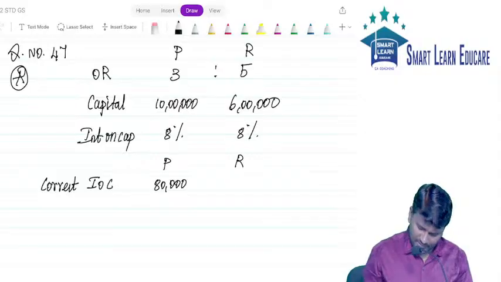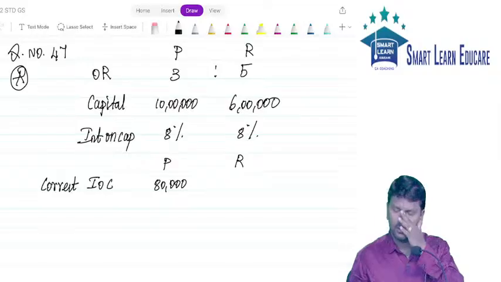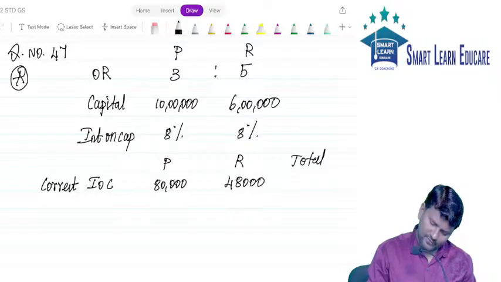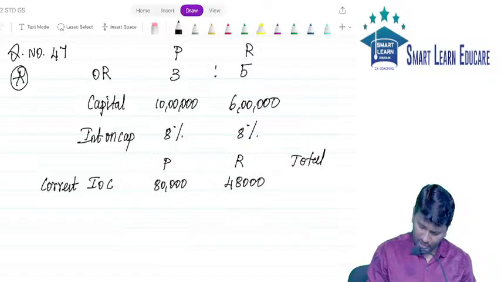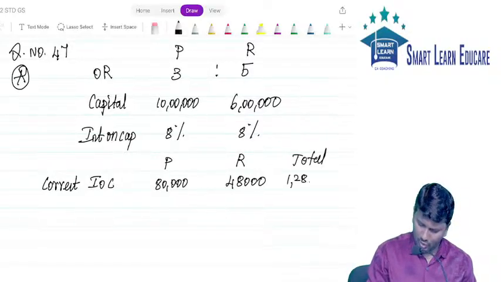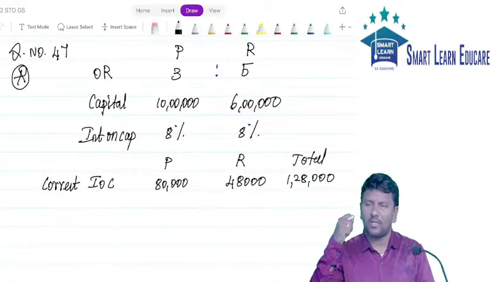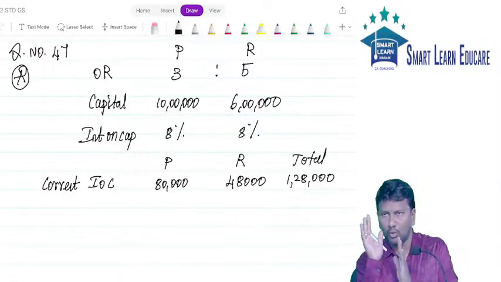Similarly, 6 lakh into 8%. 6 lakh into 8% is 48,000. What is the total amount of interest on capital which is correctly to be given? It is 80,000 plus 48,000. 80 plus 48, in total we are supposed to give 1,28,000. The total interest on capital we should have given to the partners is 1,28,000.